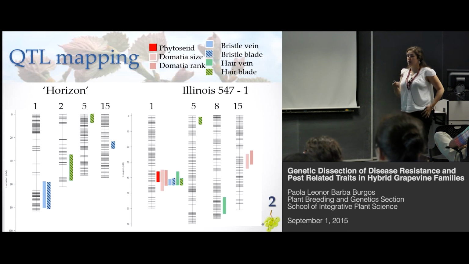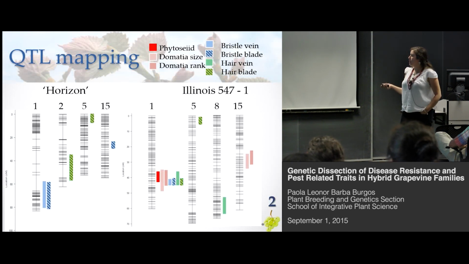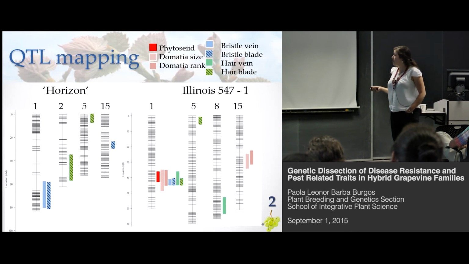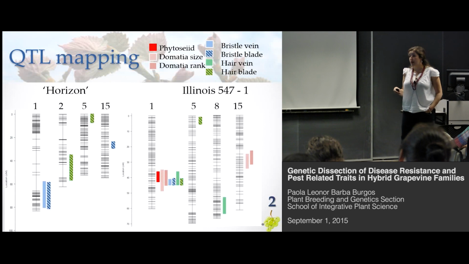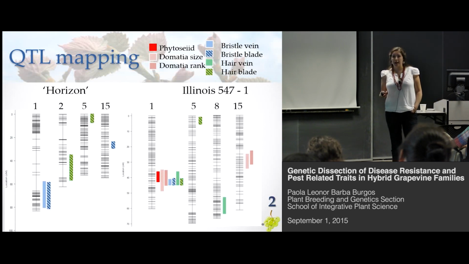For the entomology, it's very interesting. And then we found that this QTL also co-segregates with QTLs for all the other traits. So there are QTLs for domatia size, for bristles in veins and blades, and hairs in veins and blades. This QTL in chromosome 1 was the one that explained the higher proportion of the variance for all the traits, and also usually was the one that had the higher LOD.